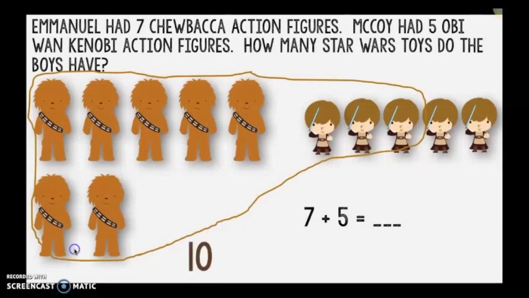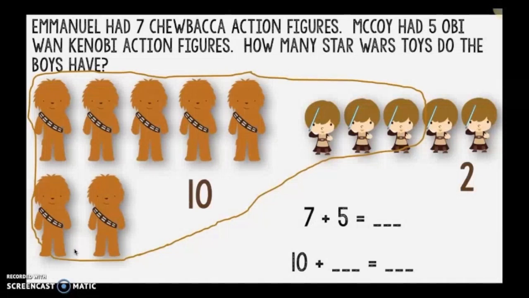All right, inside that circle, I know there are 10. And then outside, how many more are not in the circle? Oh, good job. Yep, 2. Wow, you're a rock star. All right, now I need to take that information and make a 10 plus number sentence. I could say 10 plus blank equals blank. Can you go ahead and finish that number sentence?